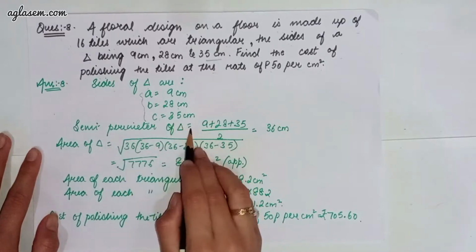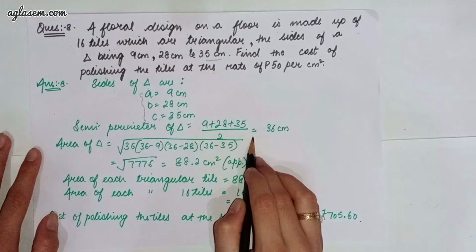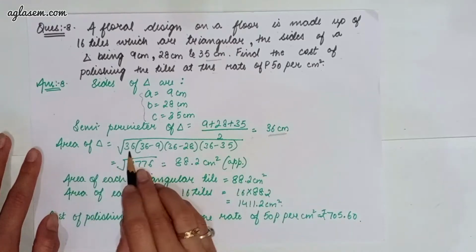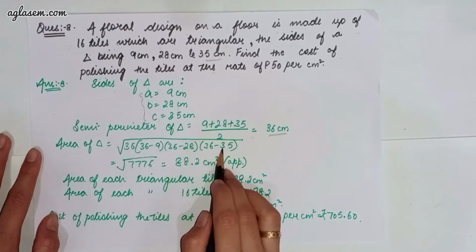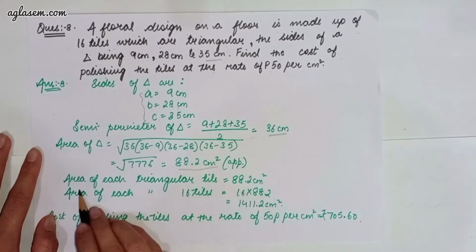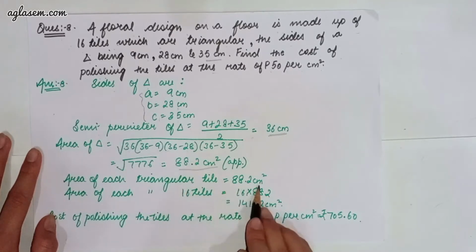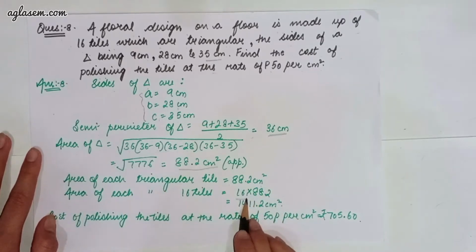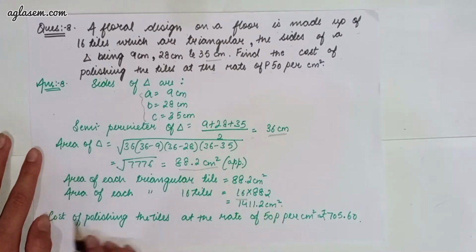With this we can find the semi-perimeter of the triangle by adding them and dividing by 2, which will give you 36 cm. So the area of the triangle, root S into S minus A, S minus B, S minus C, applying the values, we will get 88.2 centimeter square approx. So the area of each triangular tile is 88.2 centimeter square, and for 16 tiles we have to multiply it by 16, which will give you 1411.2 centimeter square. So the cost of polishing the tiles at the rate of 50 paisa per centimeter square is 705.60 paisa.